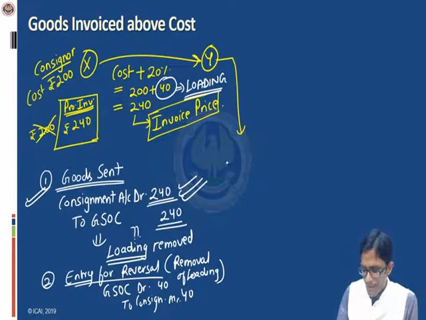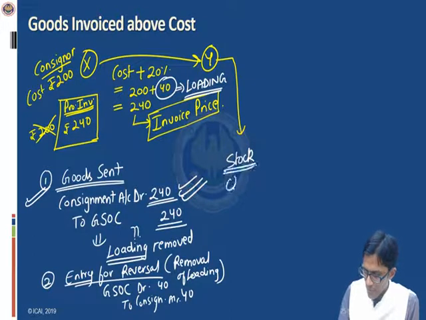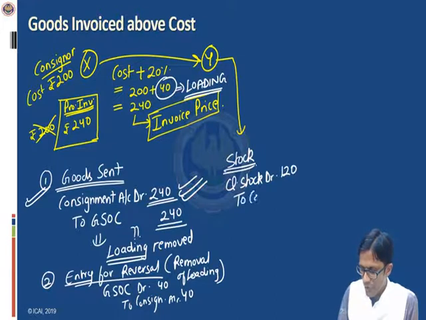Just tell me, friends, what entry is passed for closing stock? The entry for stock is closing stock account debit. Let us say at the end of the period, Y has closing stock of rupees 120 with him. So the entry is closing stock account debit to consignment account.